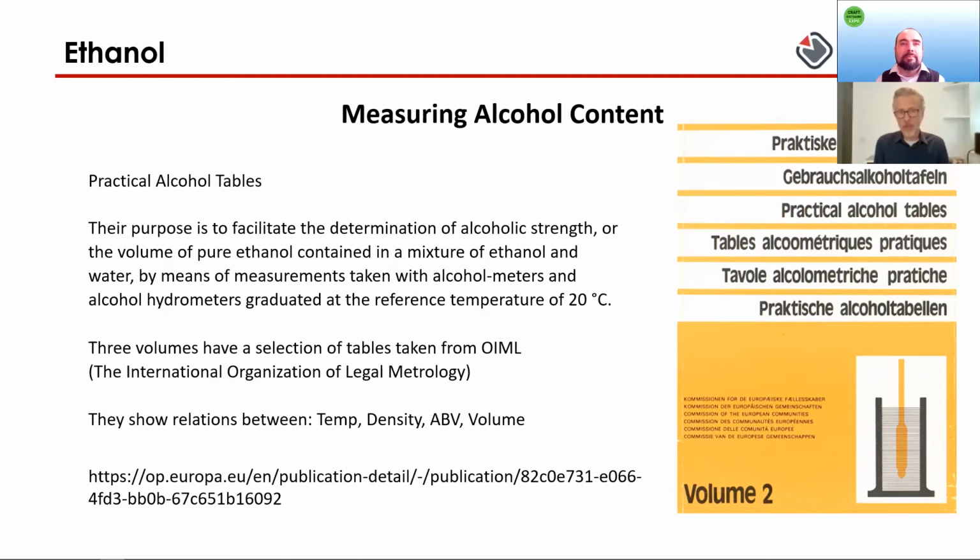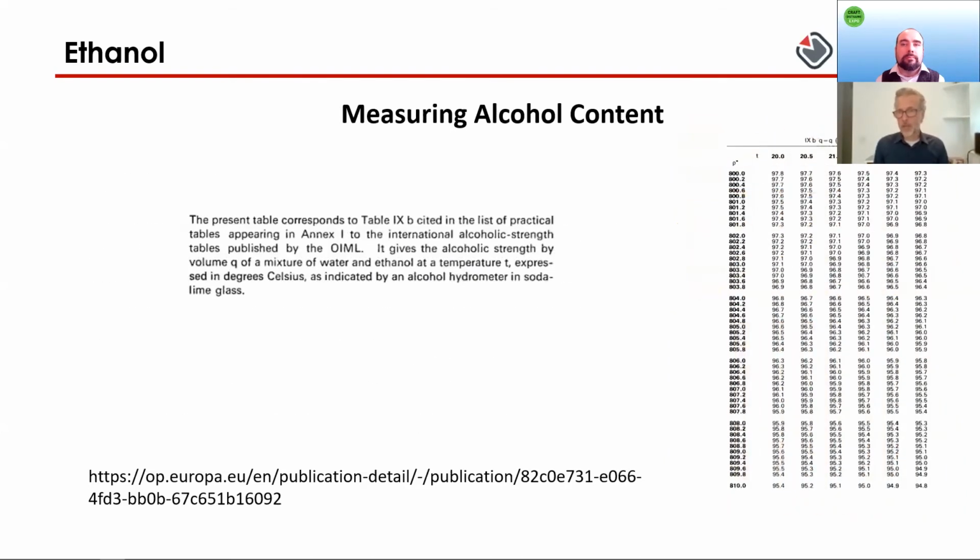But basically, what they do is they show the relationship between temperature, density, ABV, and volume. It's a very useful book to use, or to understand how to use, when you're mixing or blending different liquids together. Let's have a look inside, and let's look at a few examples. This, for example, is a very large table covering hundreds of pages, and it describes the relationship between density, temperature, and ABV. So if you have 2 of these, you can work out the 3rd one.